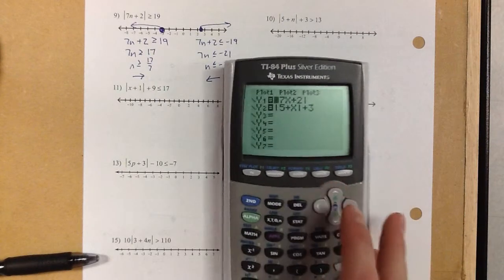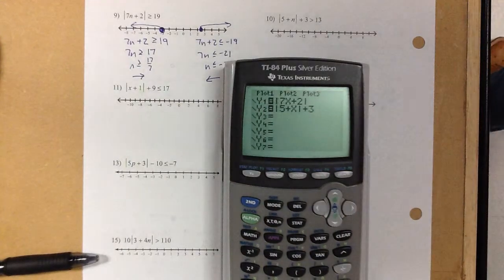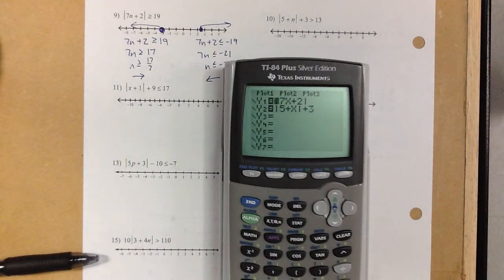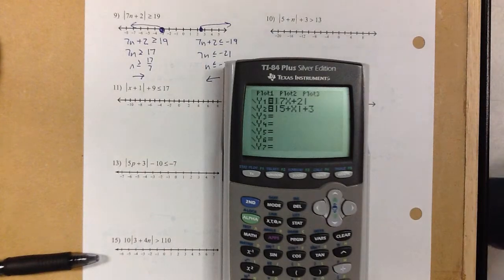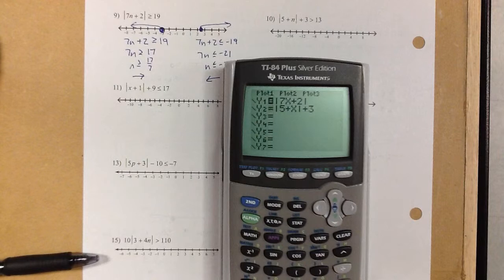So, if you look on here, I have the part on the left for number 9 and y1. I got the part for number 10 and y2. Don't do y2 yet. Okay, just do y1. So, the absolute value of 7x plus 2.